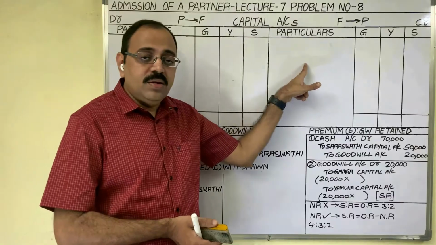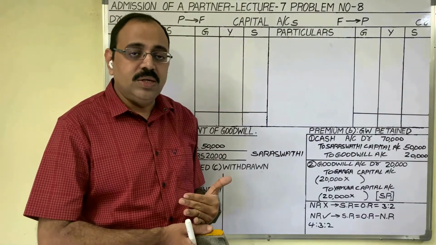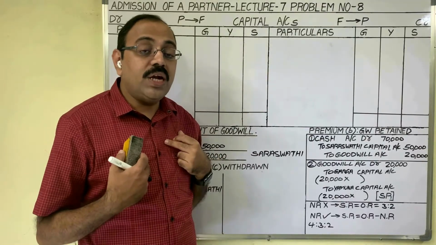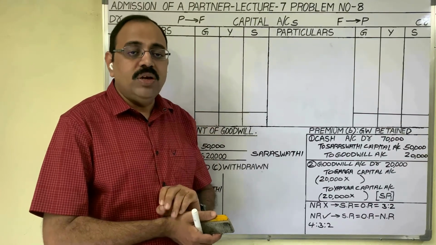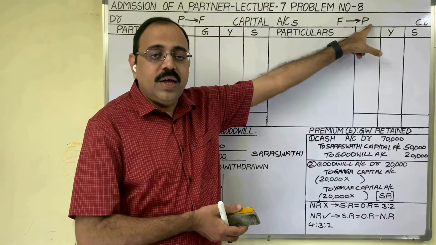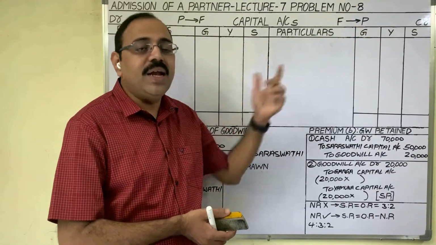Credit the giver. Credit amounts are what the partner has given to the firm. If a partner is retiring, the firm should return that amount to the partner. So the amounts which the firm has to return to the partner at the time of his retirement, we should show on the credit side.